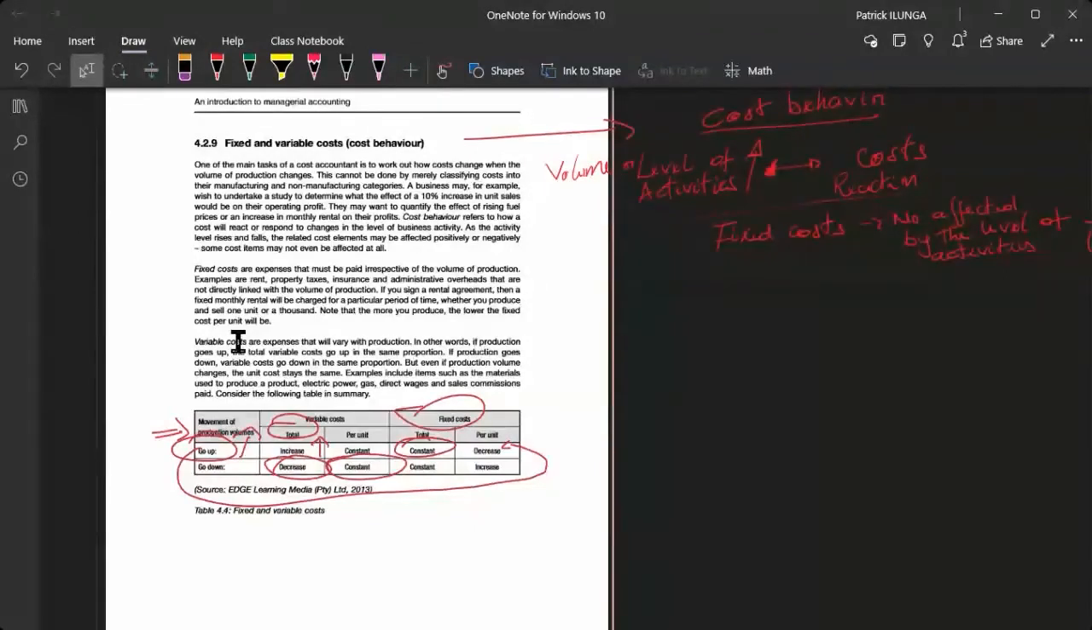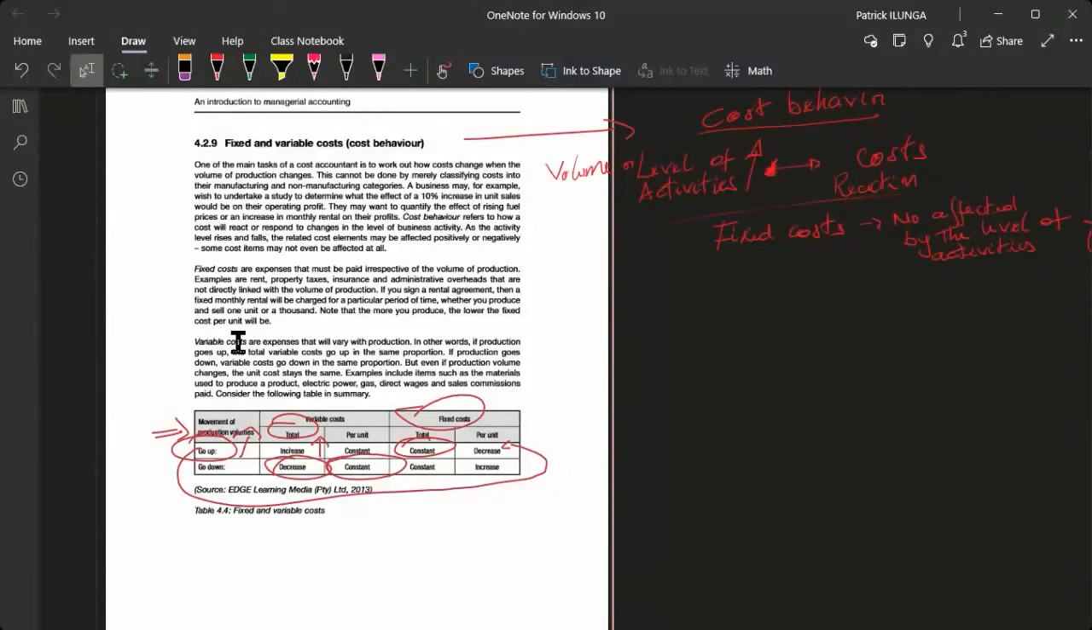If the volume goes down, the fixed cost per unit goes up. But you say, but this is so complicated. No, it's not. Just always use an example. So if you are struggling, just write down, okay, the fixed cost I pay is 10 rand, and I produce only 2 things. 10 divided by 2 equals 5. So the fixed cost per unit is 5.